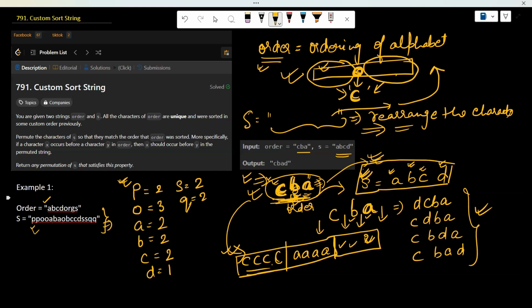Now what will we do? We will iterate over the ordering string. We will see whether A is present in this string s or not.